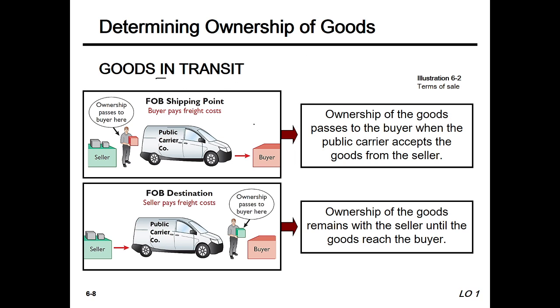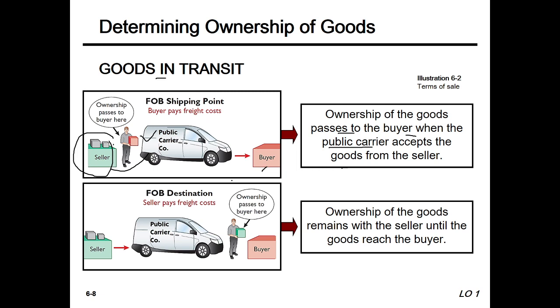This is determining ownership of goods. Goods in transit, very easy to understand. FOB shipping point. This is the shipping point. Ownership passes to the buyer here. That means ownership of the goods passes to the buyer when the public carrier accepts the goods. This is the public carrier. When the public carrier accepts the goods from the seller, this is the buyer side. That means ownership passes to the buyer.